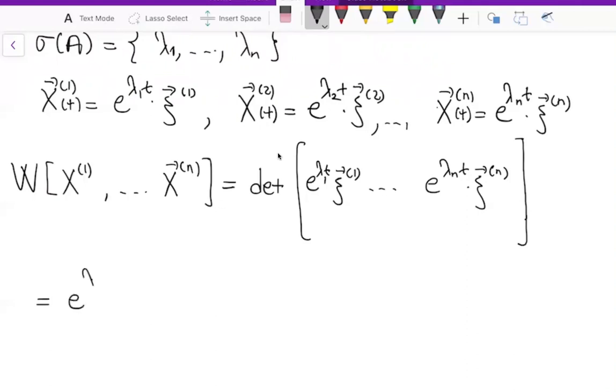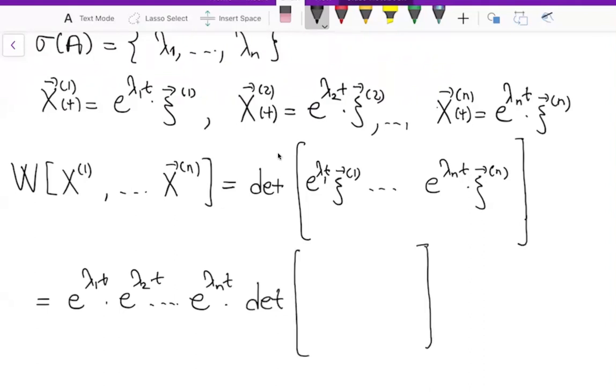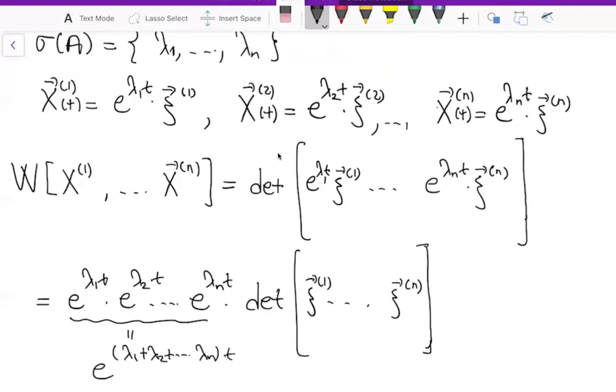So you will get e to the lambda 1 t, e to the lambda 2 t, e to the lambda n t times the determinant of these vectors c1 through cn. This first part is just e to the (lambda 1 plus lambda 2 plus through lambda n) times t, which is never 0. Furthermore, this determinant of the eigenvectors coming from different eigenvalues is also not 0 because they are linearly independent.